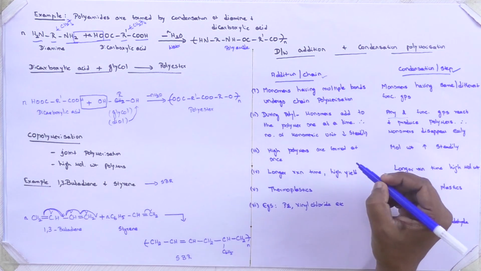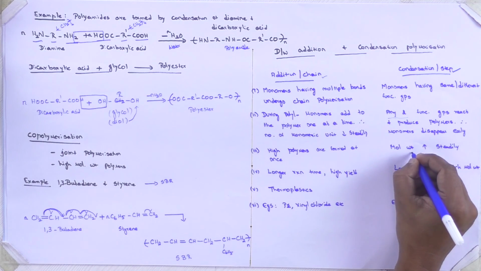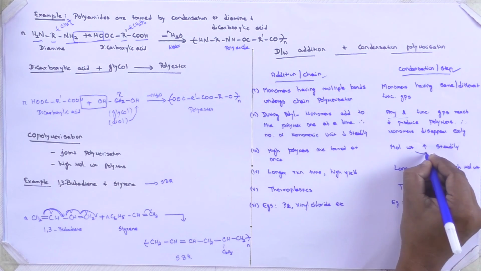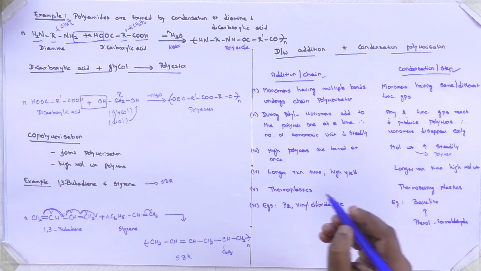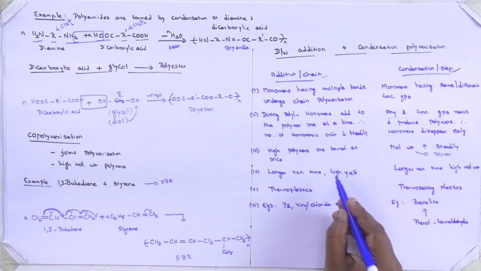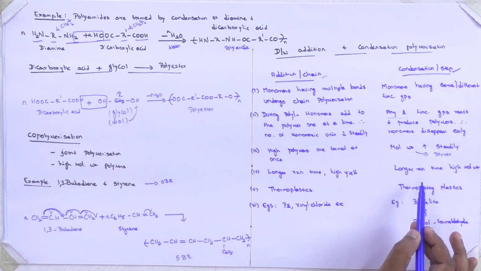And here high molecular weight polymers are formed immediately, whereas here the molecular weight increases steadily. The molecular weight of what? The amount of monomer decreases, and the molecular weight of the polymer increases steadily throughout the reaction. If there is a longer reaction time, then you will get a high yield in addition or chain growth, whereas a longer reaction time will give a high molecular weight polymer in the case of condensation.